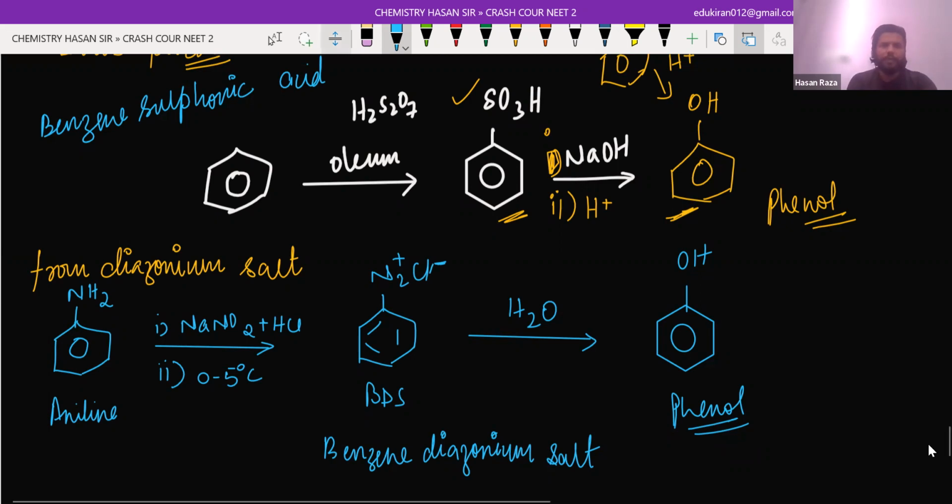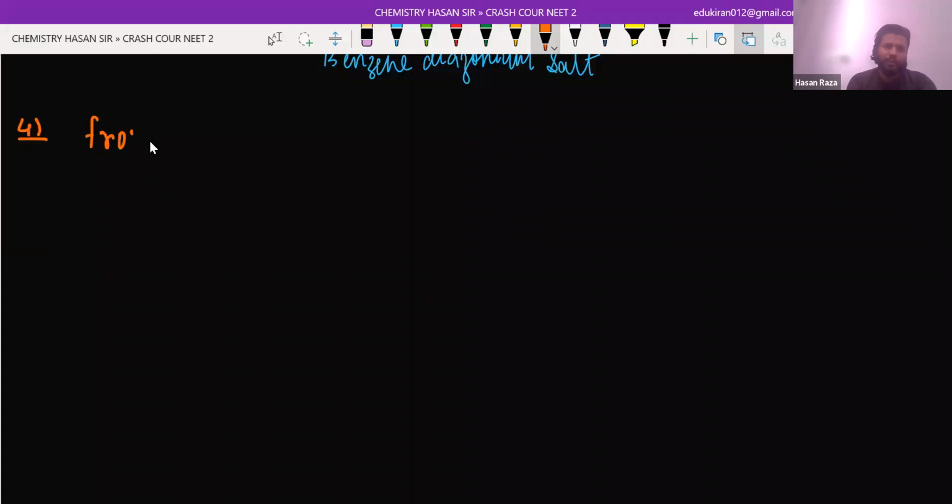Okay. Now, the fourth preparation, and it is the last preparation of phenol, and this is from cumene. Cumene is a common name, and I'm going to write the structure of this. This is your cumene. Benzene it has, and then there is CH, and then CH3 is here, and again CH3 is here.